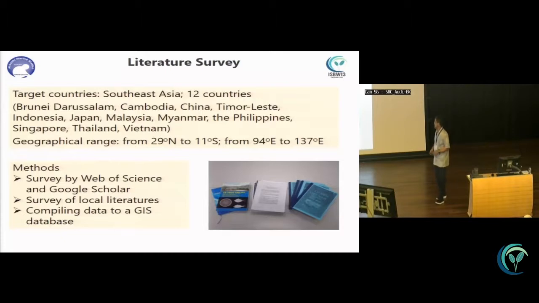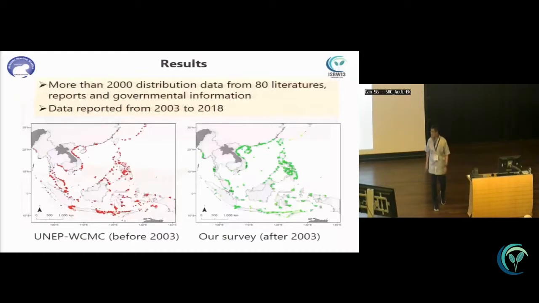We did a regular online survey based on Web of Science or Google Scholar. Then we went to some key countries like Vietnam or Thailand to look for local literature written in their own languages, Vietnamese or Thai. There are also governmental surveys conducted by some key countries in Southeast Asia, so we tried to get such information as well. All the data we obtained were compiled into a GIS database.